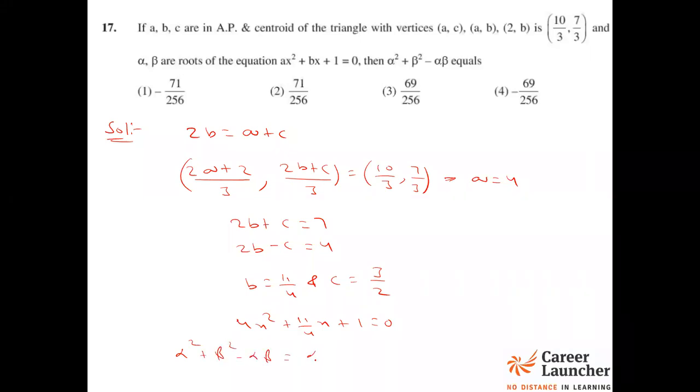So we need to find the value of alpha square plus beta square minus alpha beta, which you can write as alpha plus beta whole square minus 3 alpha beta. How much will be alpha plus beta? Minus b by a. So it will become minus 11 by 16 whole square minus 3 times alpha beta. Alpha beta is c by a, which is 1 by 4. If you simplify that, the value will become minus 71 upon 256. So option 1 will be the answer.